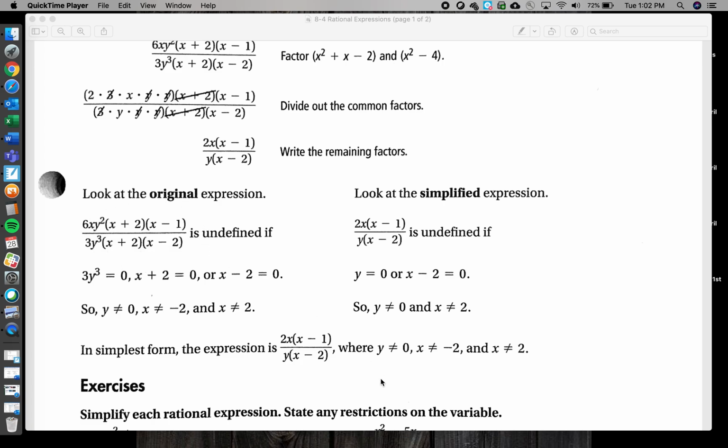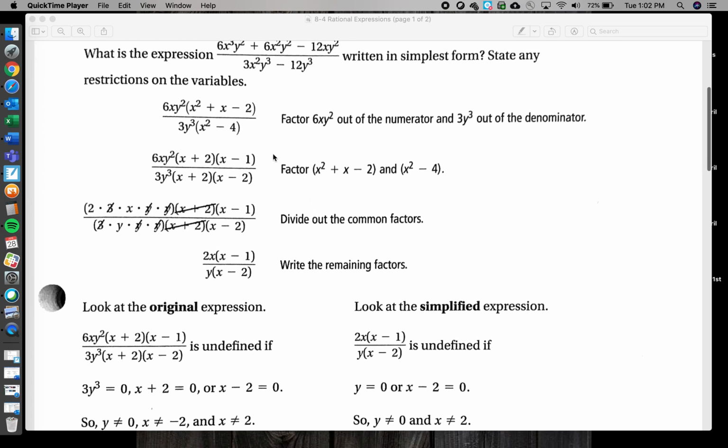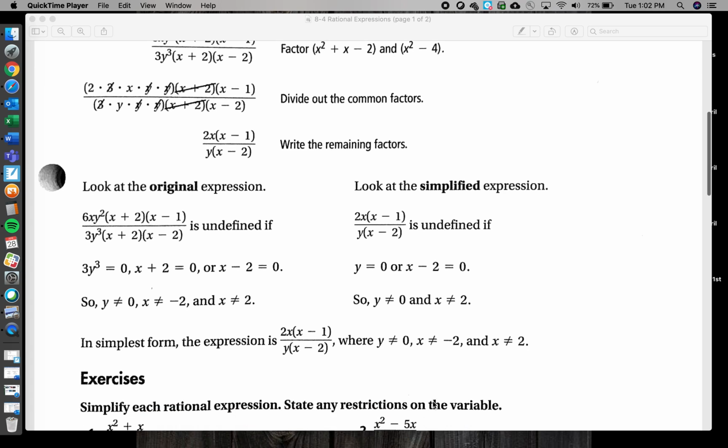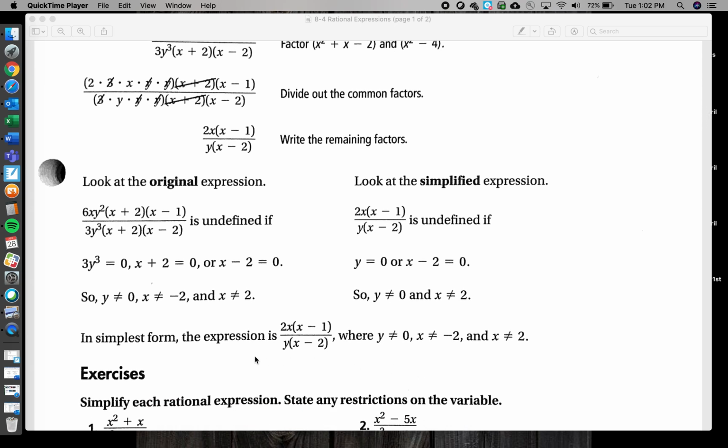Because if you were taking a look at this and you went back and plugged x equals negative 2 back in, it's not allowed to be plugged back into the original problem. The simplified one, it works just fine, but we're working on the original problem. So notice, here's the original problem, simplified, with our restrictions on our variables. And that's coming from the original factored expression.